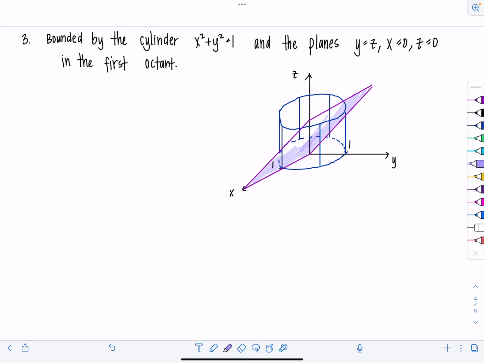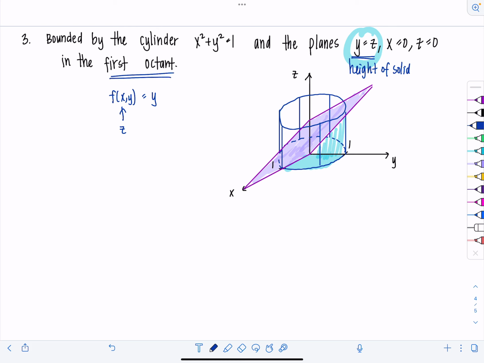All right, very good. That is actually going to determine the height of our solid. So the solid lives over this portion of the circle in the xy plane and underneath that plane y equals z. So you can treat your f of xy as just equal to y, because remember, think of f of xy as z. So the plane is determining the height of the solid. X equals 0, z equals 0, that's just telling me we're staying in the first octant, okay?